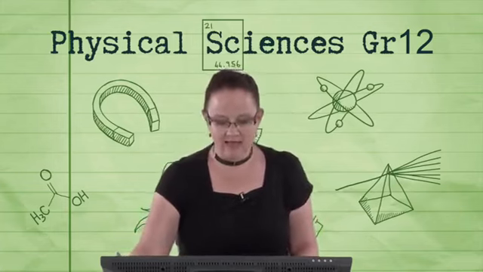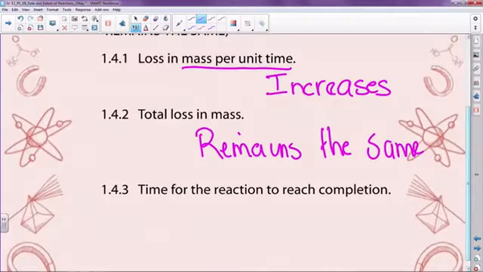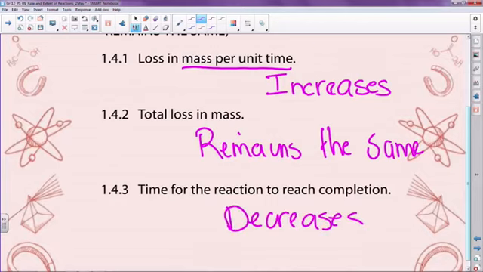Then they say the time for the reaction to reach completion. And you often get number 1 and number 3 confused, and you go, well, the reaction rate increased, so it must increase in time. No. If the reaction rate increases, then this decreases. The time taken to reach completion decreases. It gets there faster. Okay?